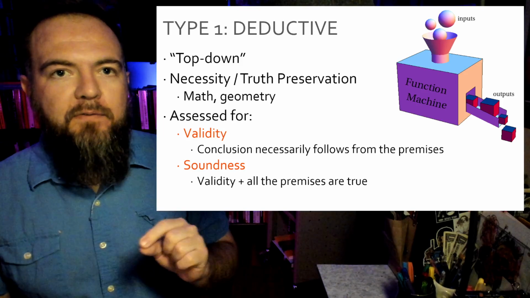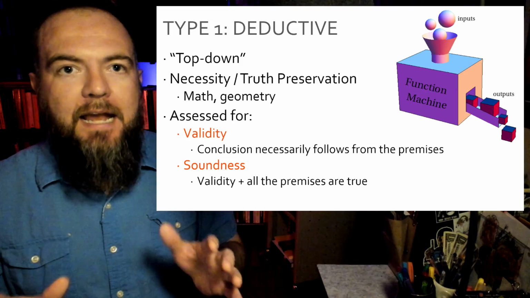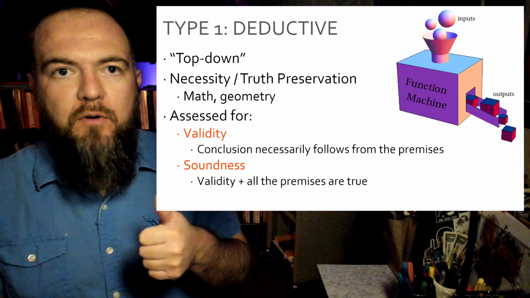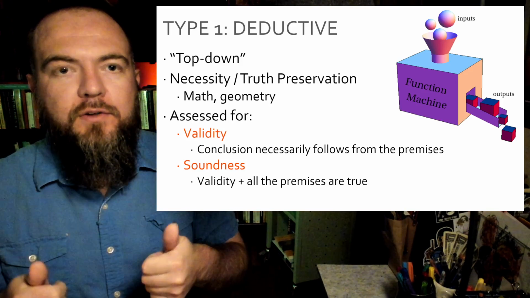So first we test for validity. Does everything even connect in the right way? If it connects in the right way, good, we can move on. And if all of the premises are true, then it's also sound.